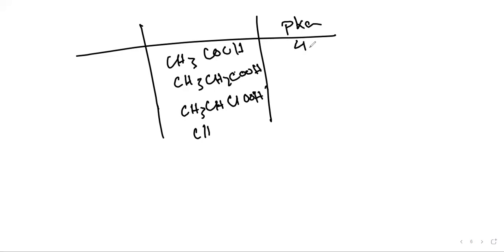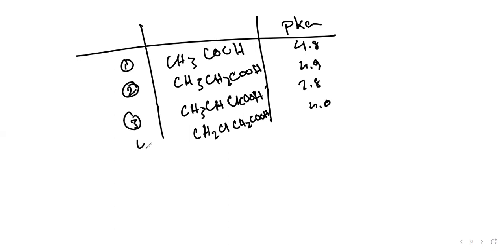The pKa value of this is 4.8, that is 4.9, that is 2.8, and that's 4.0. From these four acids, let's say we are being asked to compare them. We can compare each of them sequentially, and you can try to find the answer. So let me help with this equation.